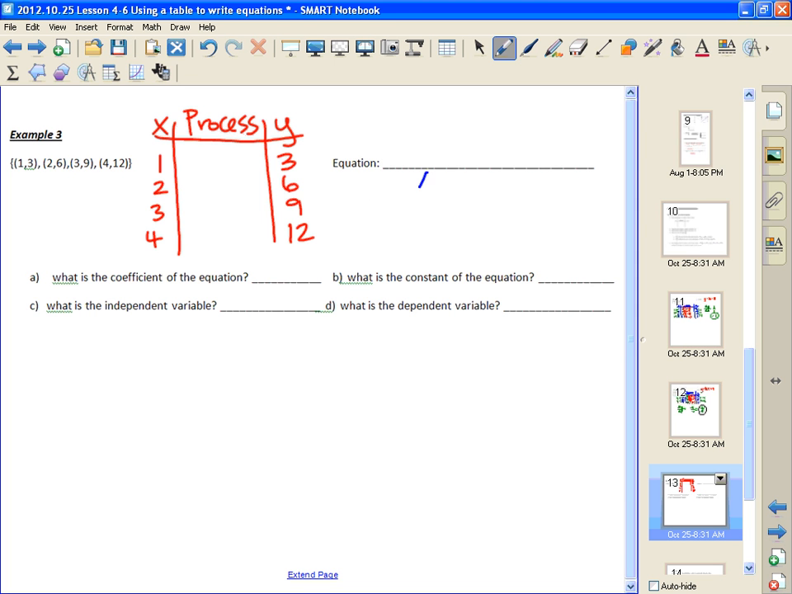Then what are we looking for first? Change in y over change in x. What is my y value changing by each time? 3, right? And what is my x value changing by each time? 1. So my y changed by 3 and my x changed by 1. So 3 over 1, I can reduce. What would that reduce to? 3. So I'm going to leave that right there.